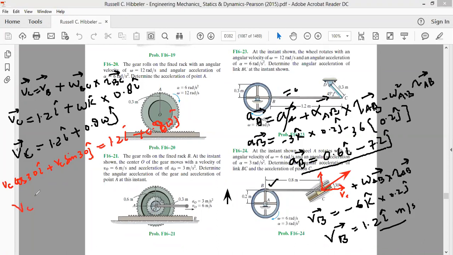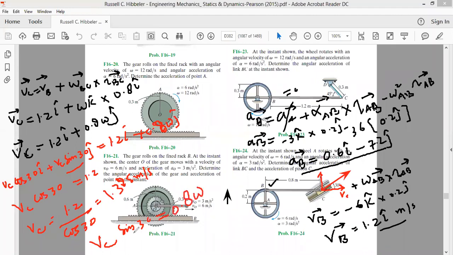Let's balance the i and j components. When we balance the i components, VC cos 30 equals 1.2. Therefore, VC equals 1.2 divided by cos 30, which comes out equal to 1.385 meter per second. This is velocity of C. Now, balancing the j components, VC sin 30 is equal to 0.8 omega. So we know VC is equal to 1.385.